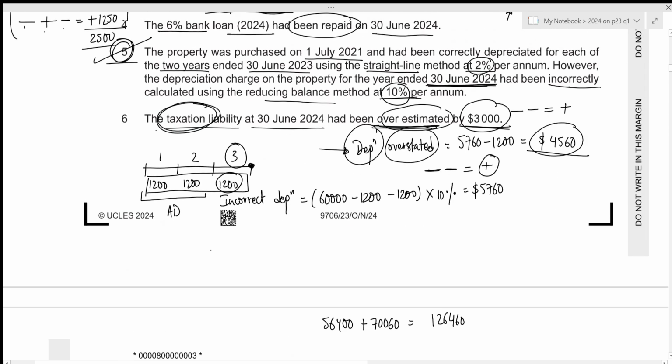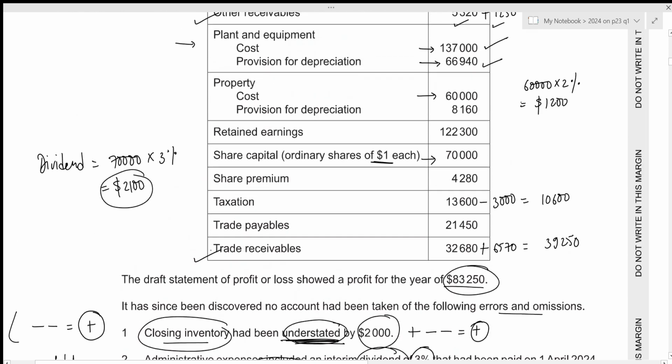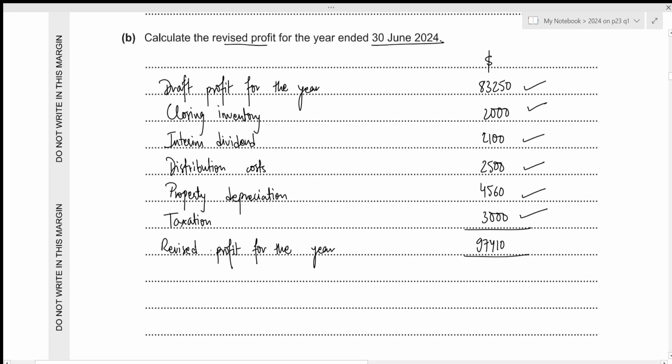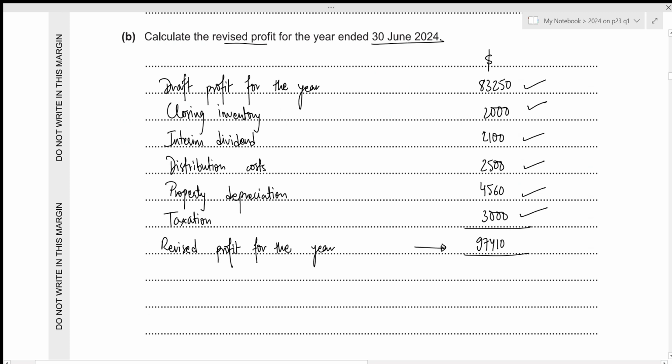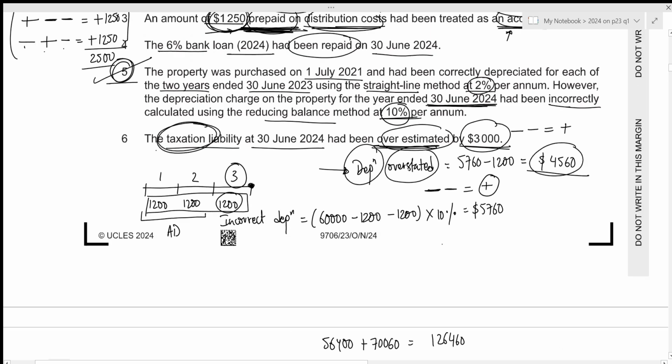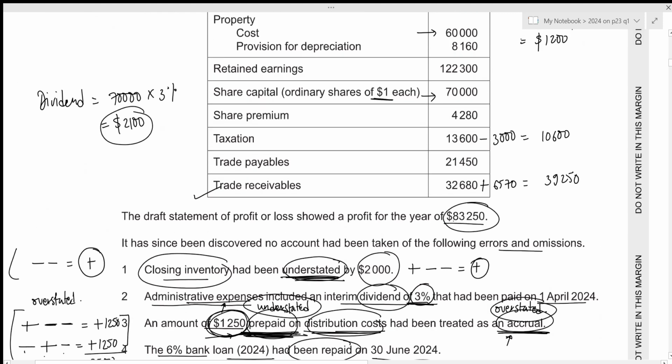And for equity, we only need to change the value of the retained earnings. We need to add our profit for the year to the given value of our retained earnings. In this case, we calculated the revised profit to be 97,410. Previously we had the draft profit of 83,250. So we need to remove the previous profit. From our retained earnings, we will subtract 83,250, then add our revised profit, which we calculated in the second part, which was 97,410.